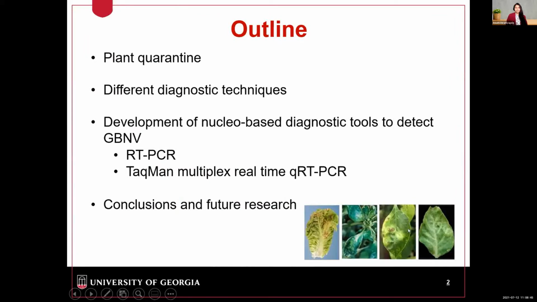This is the overview of my presentation. First, I will talk briefly on plant quarantine and different diagnostic techniques. Then I will talk in detail about the development of Taqman multiplex real-time qRT-PCR assay and end my presentation with some conclusions.